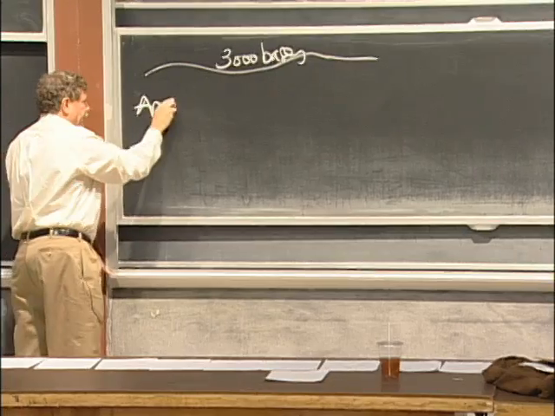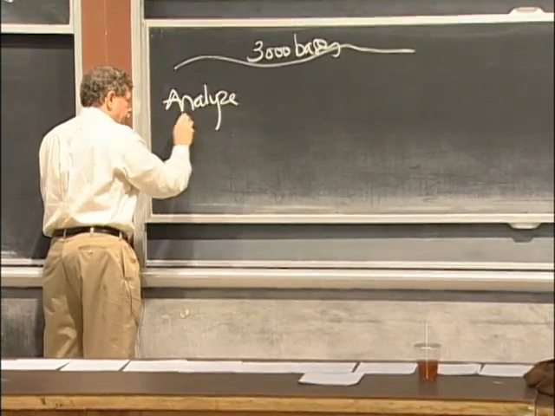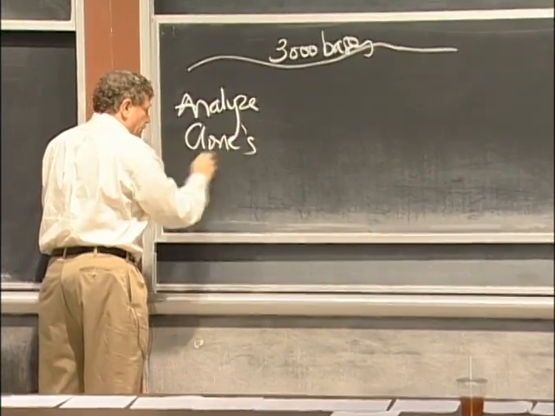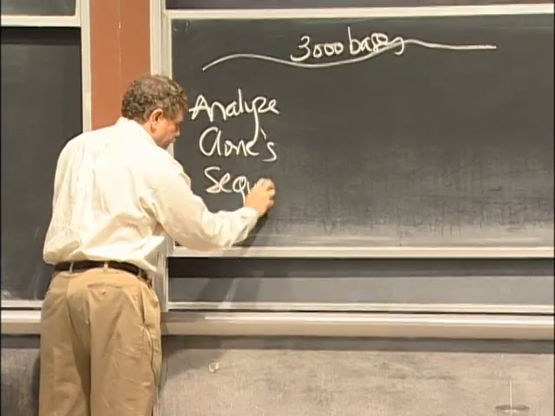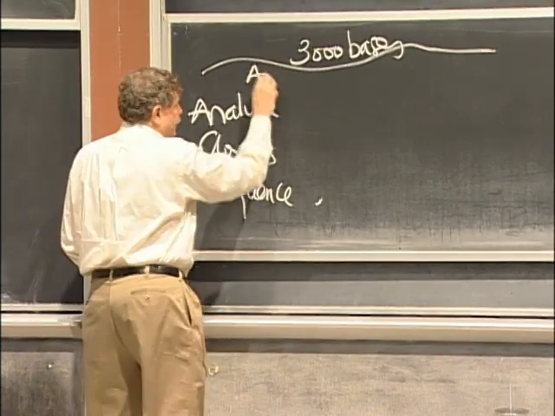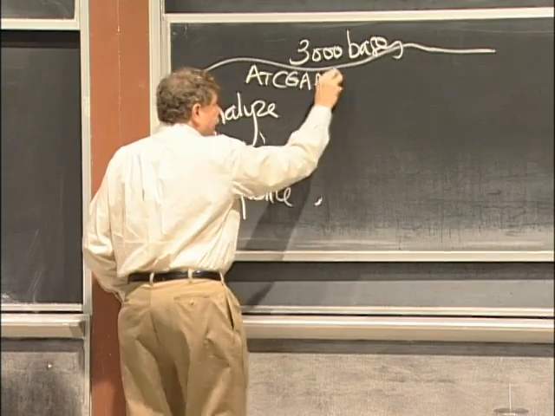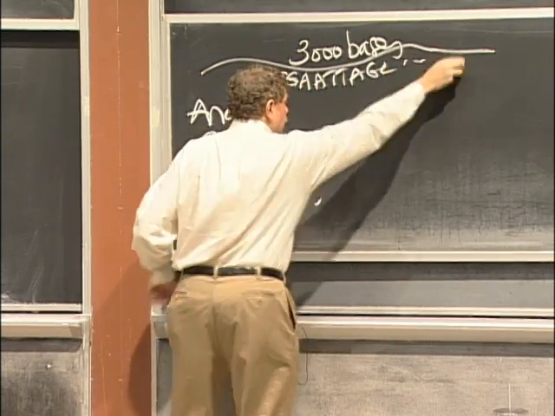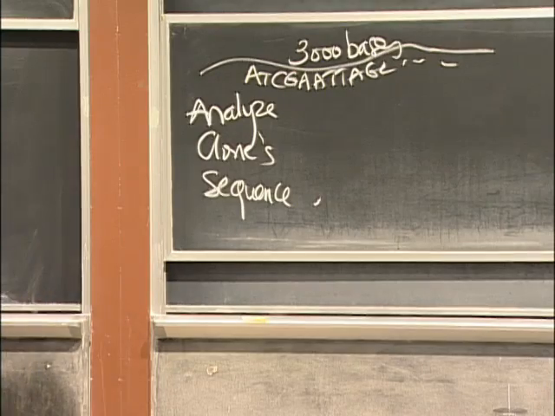How do I analyze my clone? My clone sequence. Now I have 3,000 letters in order, nicely done. What do I do with it?